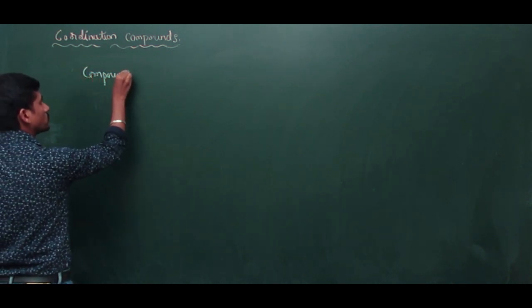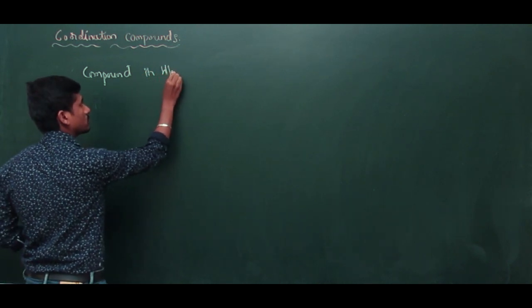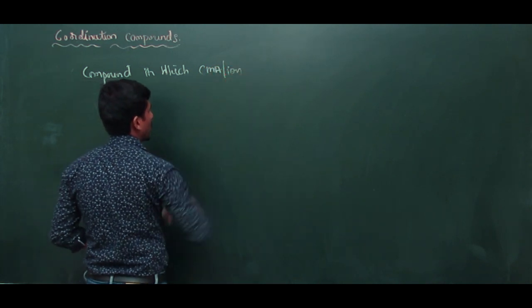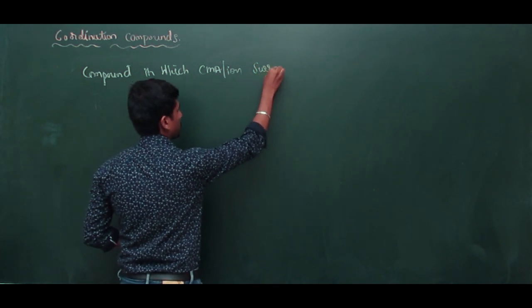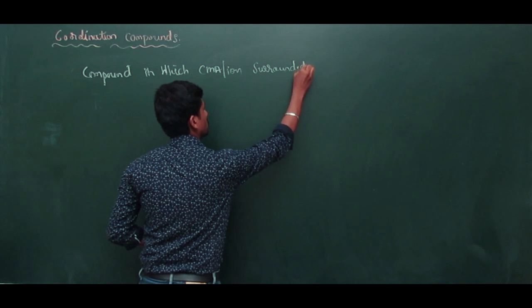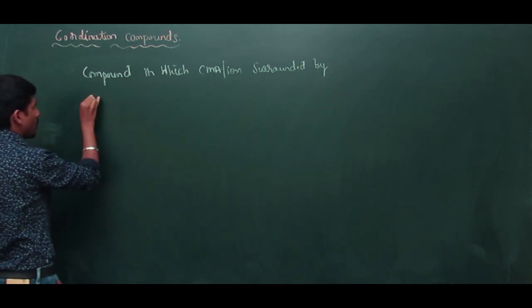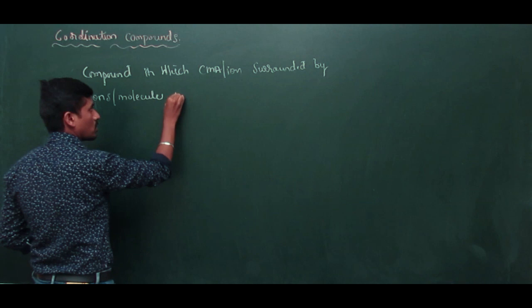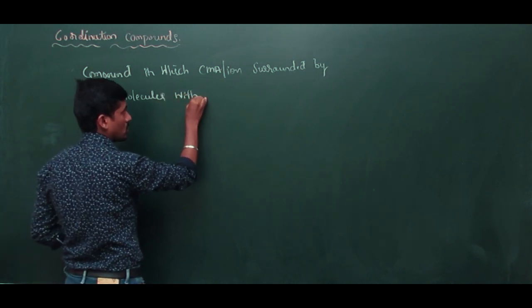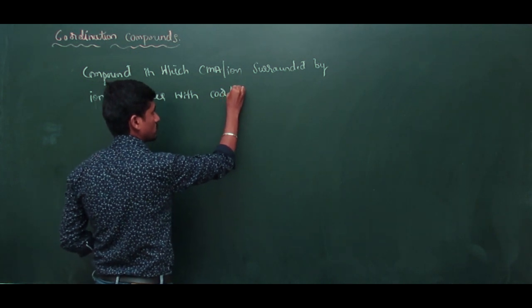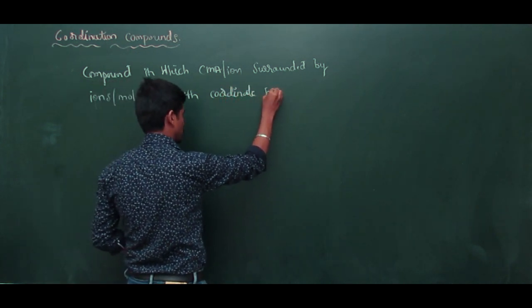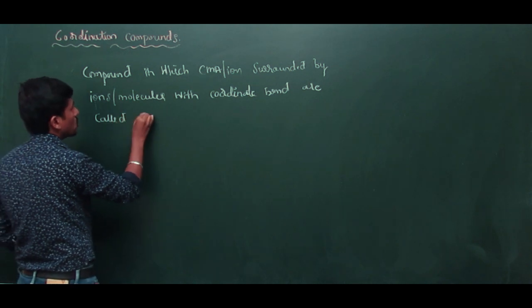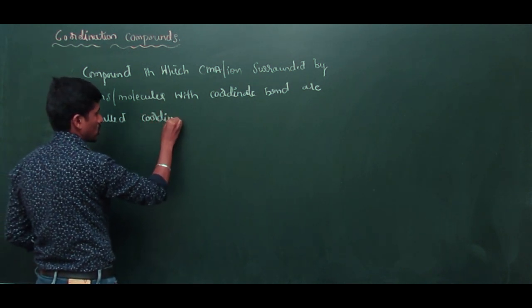Compound in which central metal atom or ion is surrounded by ions or molecules with coordinate bonds are called coordination compounds.